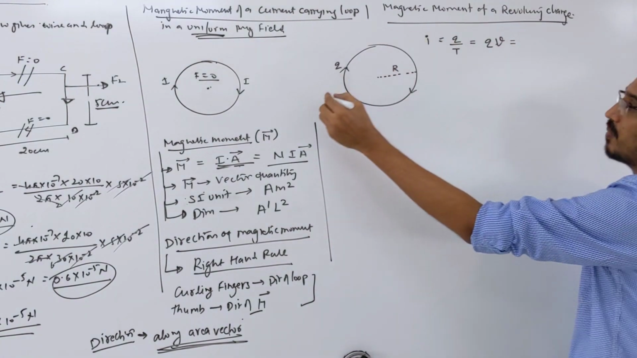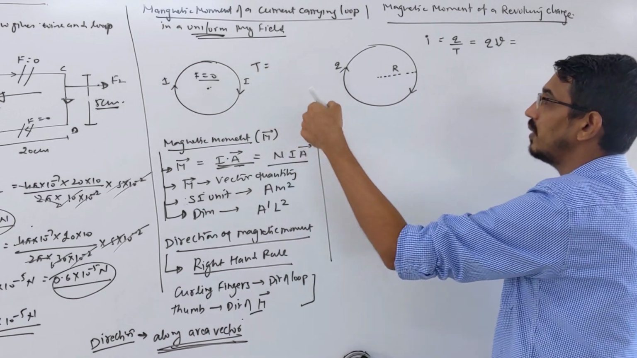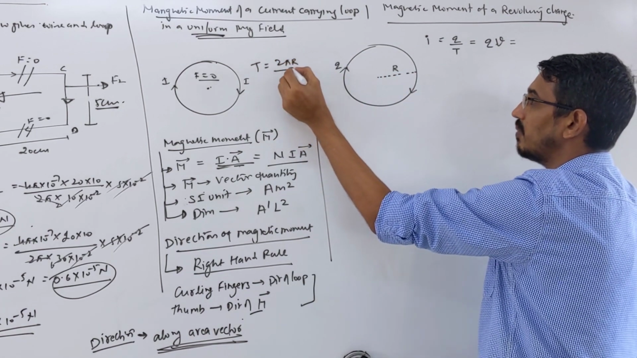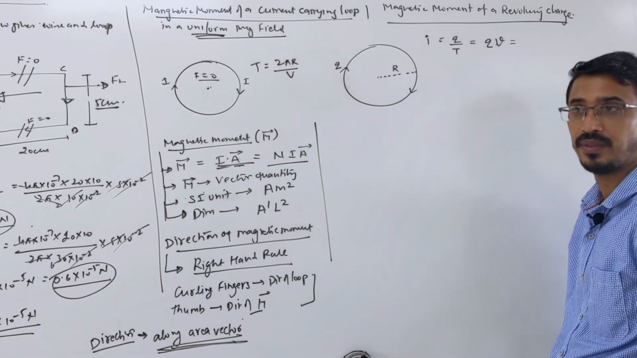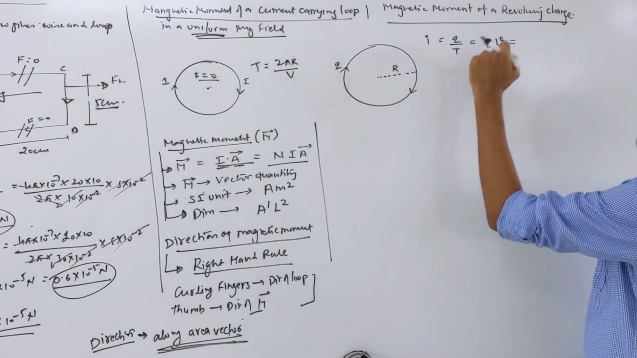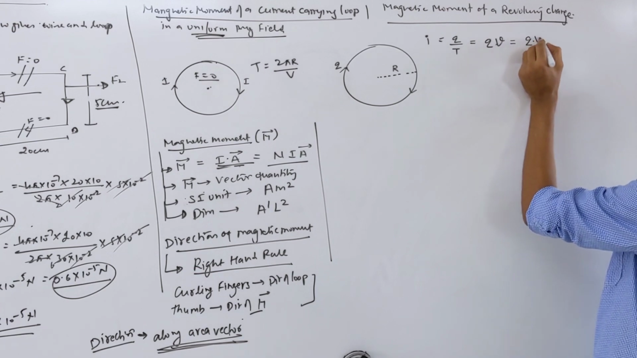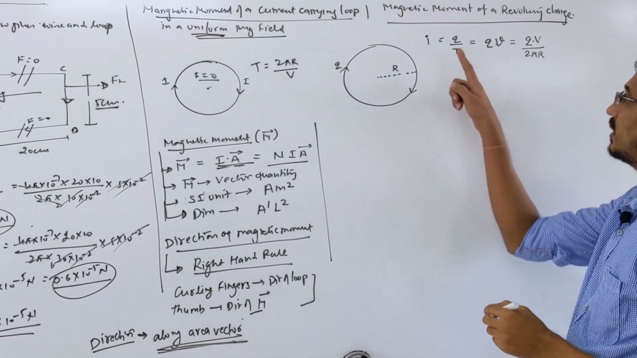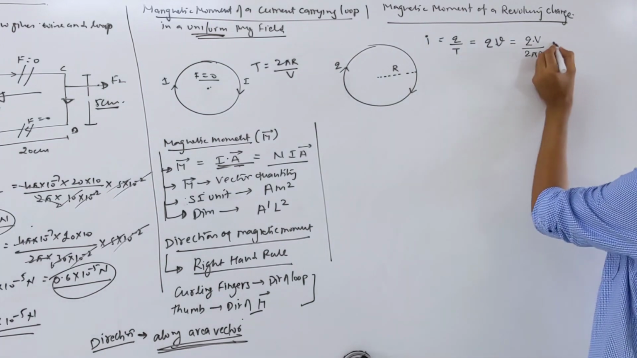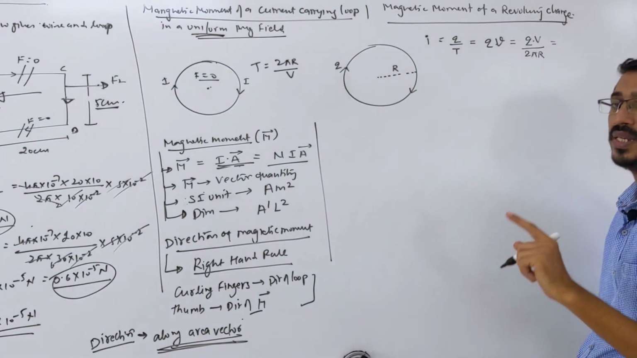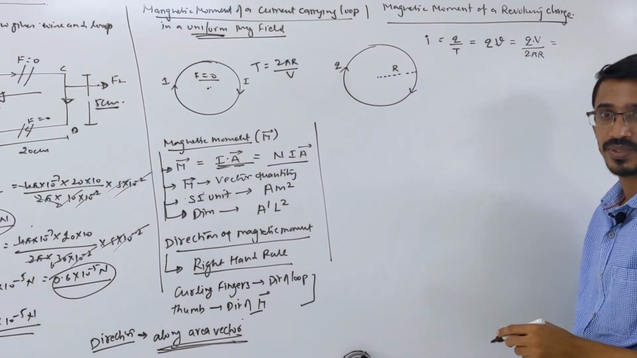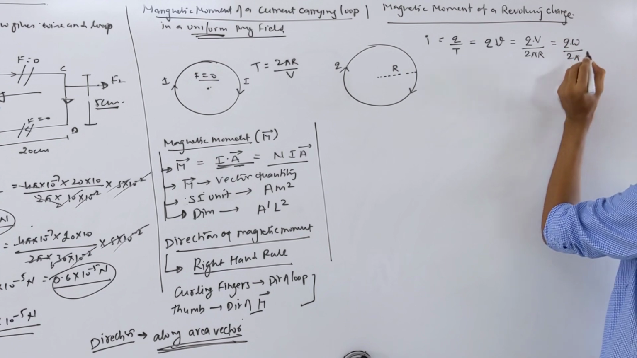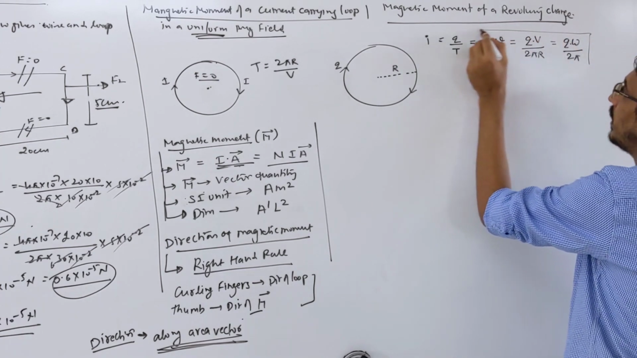You can write it in terms of velocity also. How? I am writing the time period separately. Time is distance by speed, right? Distance in one revolution is 2 pi r, by velocity v. This is also the time period. So when I put it here, v goes up, and I get q into v by 2 pi r. Correct? So that is current in terms of velocity. Then you know that v by r, linear velocity by radius, is also called angular velocity. So you can also write q into omega by 2 pi.